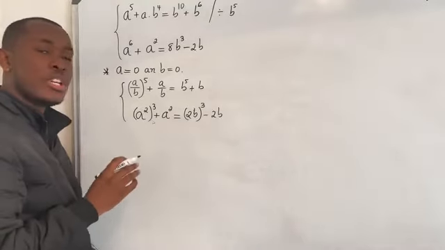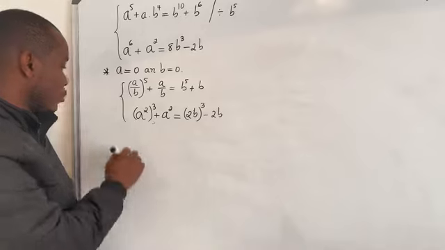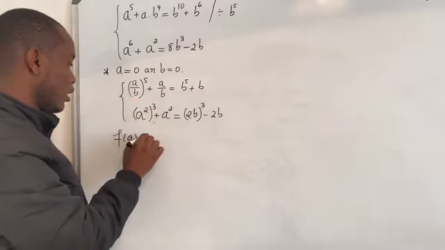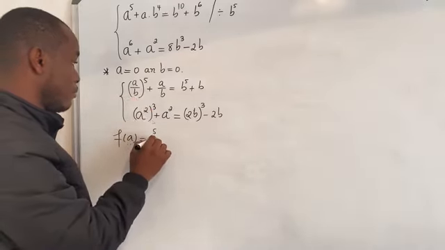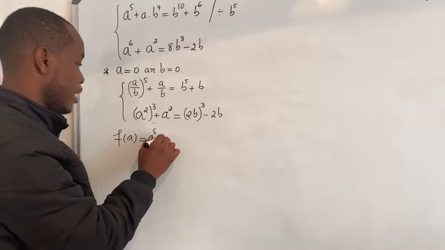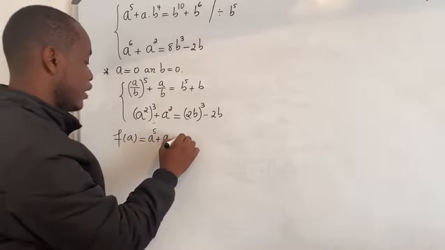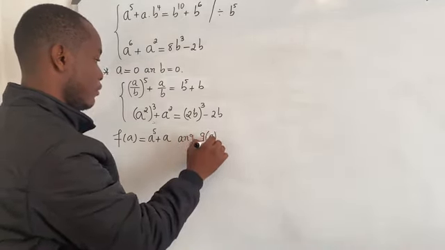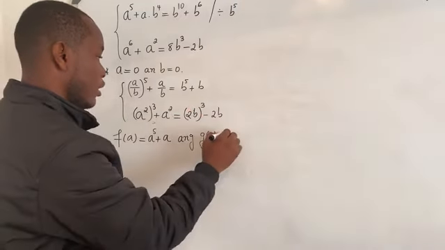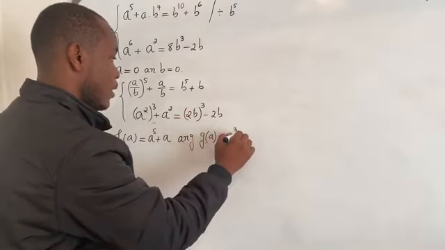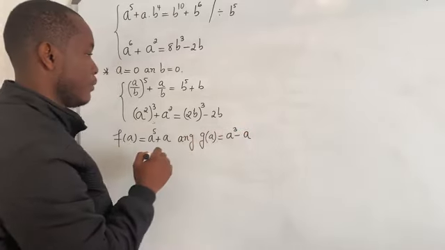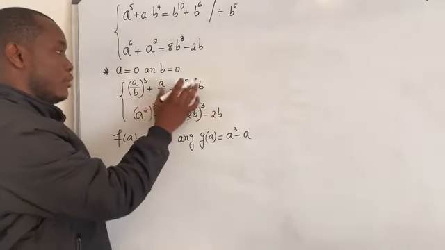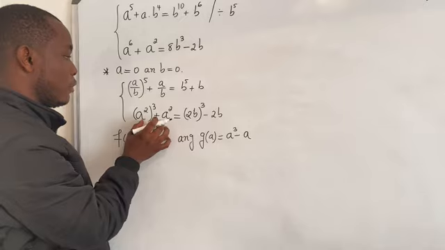Since it's a simultaneous equation, we have to apply two functions. So we have a function f of a equal to a to the power 5 plus a. And I have another function, which is g of a, that is equal to a cubed minus a. So this function was taken from this equality, and this function was taken from this equality.